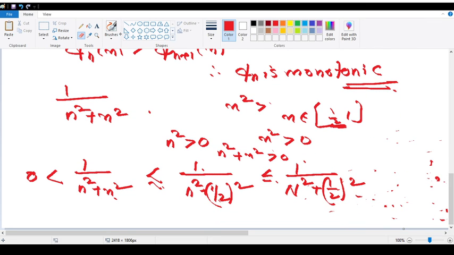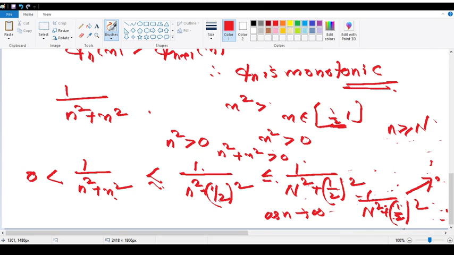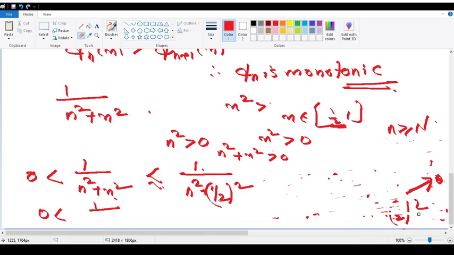So as n tends to infinity, 1 by n square plus half square tends to 0. Okay, one minute. Not necessarily this one. This inequality is not necessary. We have these two only. We need these two terms only.